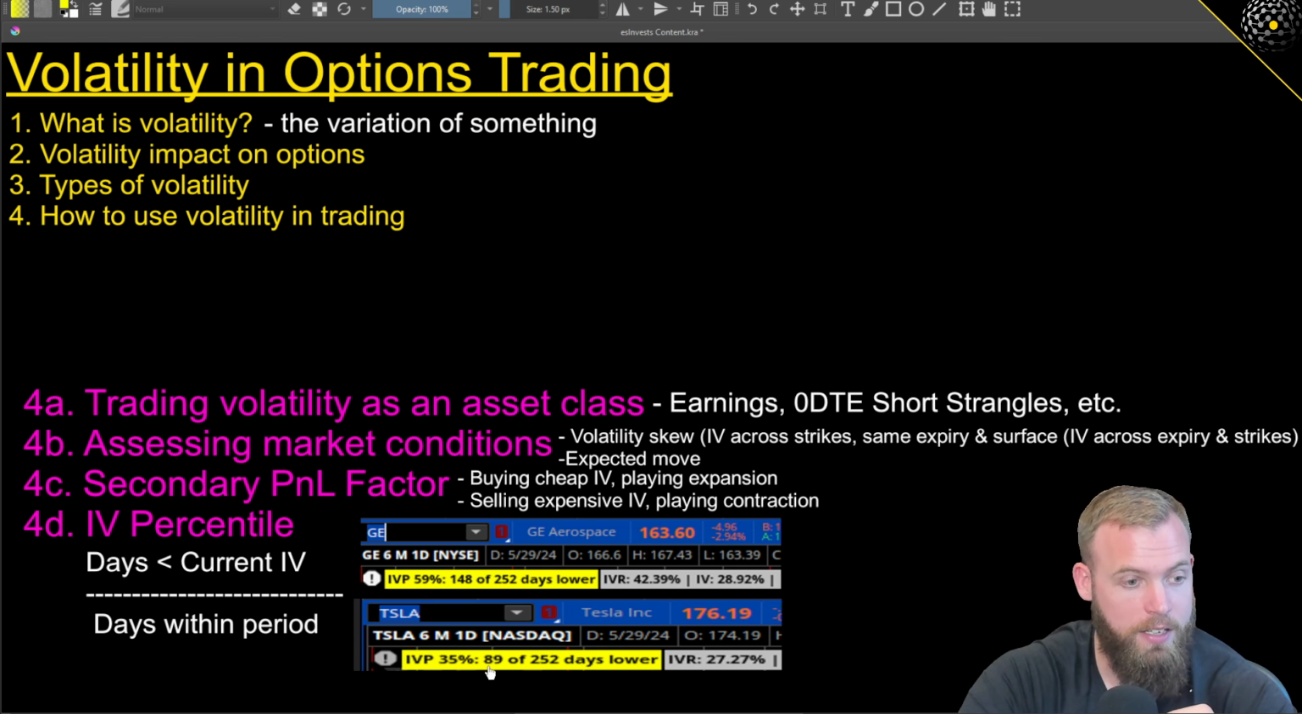So that means that 89 out of the last 252 trading days were lower. And if you look at GE, implied volatility percentile is actually 59 with 148 days lower. So if you wanted to sell volatility, it actually looks like GE might have a little bit more of a volatility edge to it on a relative basis compared to Tesla. These are just a few ways you can use volatility in your trading. The world of volatility goes very, very deep. And it's one of my personal areas of interest. It's a fascinating way to look at markets.